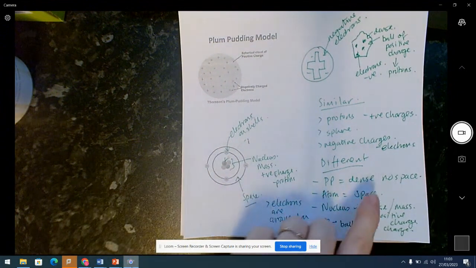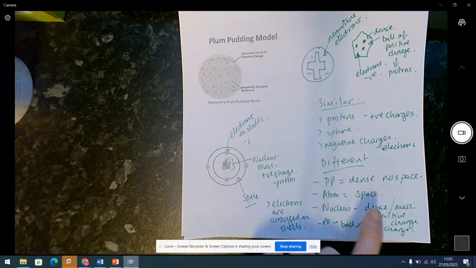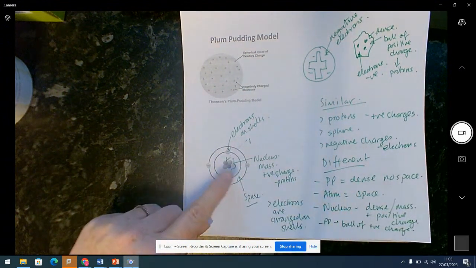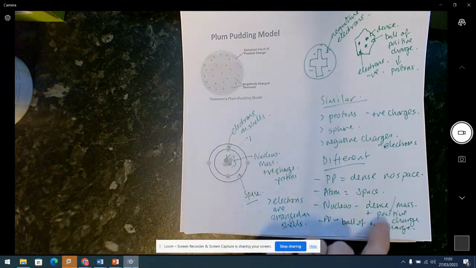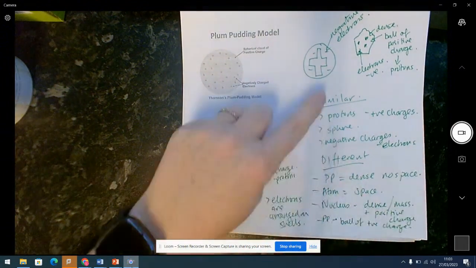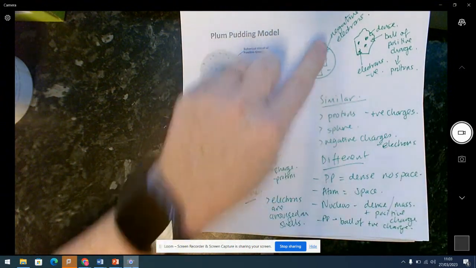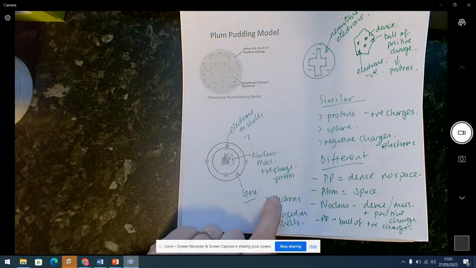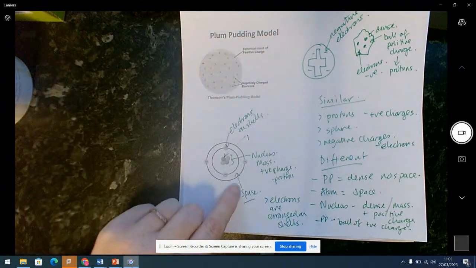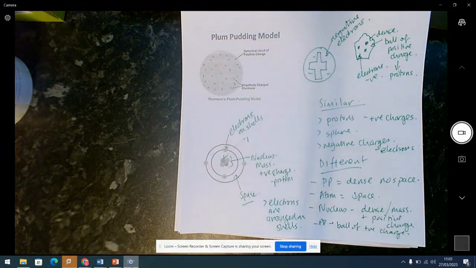The plum pudding model had no space because it was dense. Your structure of the atom had spaces within it, as you can see between the nucleus and the electrons, there's lots of space. The nucleus was positively charged, whereas in the plum pudding model, it was a ball of positive charge. So again, that's a difference between the two models. And our electrons were not stuck in randomly. Actually, they're arranged on shells, and that's another difference between the two.